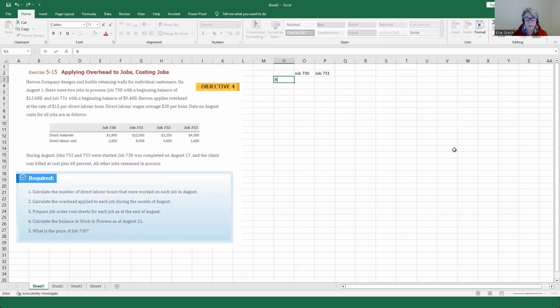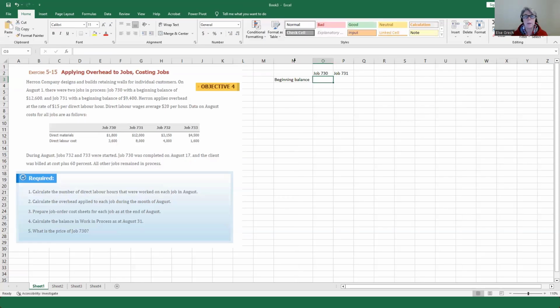And we have an opening balance. And that would have been the direct material, direct labor, and manufacturing overhead for all the work that we did in the previous period, right? So either in the previous year or in the previous month, that's what it would be. So keep in mind that this $12,600 and this $9,400, this is actually a combination of direct materials plus direct labor plus manufacturing overhead. All of that has already been accounted for in the previous period. That's our opening balance. So then they say they apply overhead at a rate of $15 per direct labor hour.